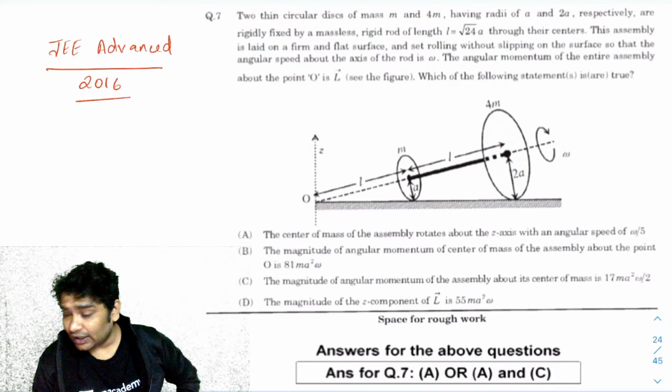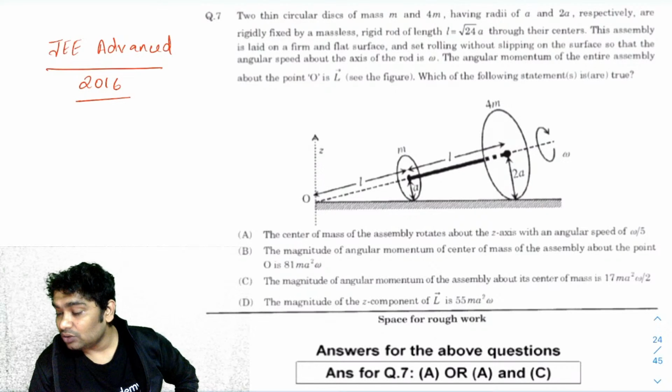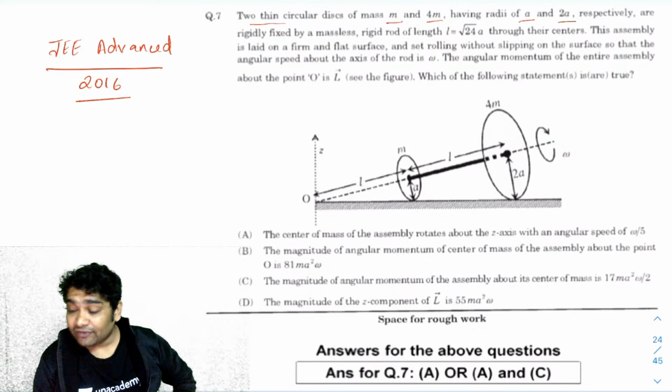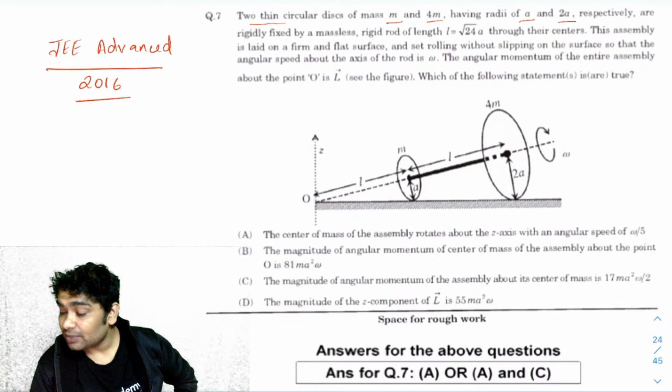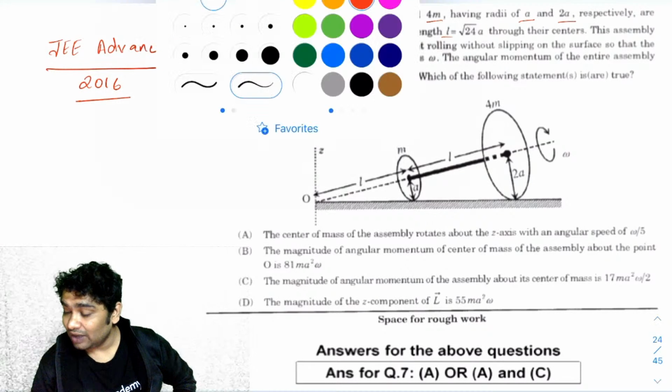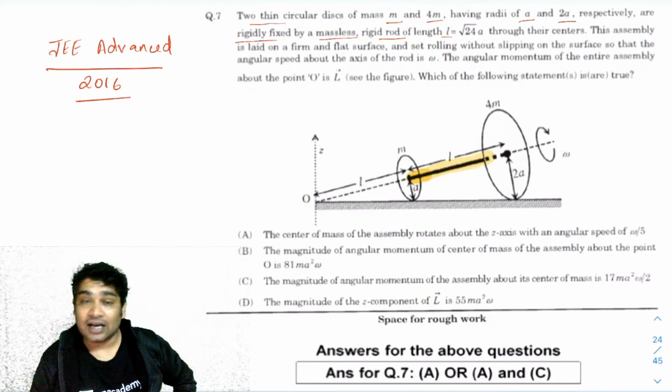So let's take a look at the question. This question says that two thin circular discs of mass m and 4m, having radii of a and 2a respectively, are rigidly fixed by a massless rigid rod of length L, which has been shown. So this is a rod by which these two discs are attached to each other.